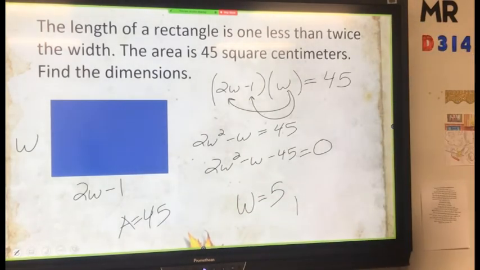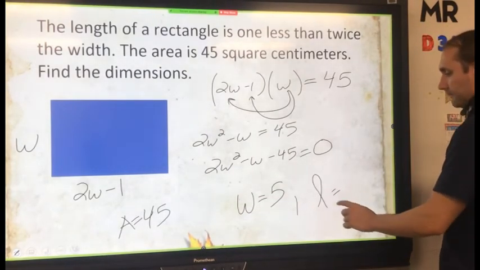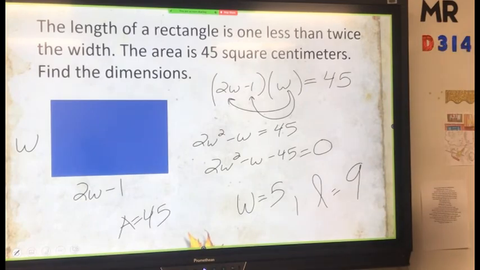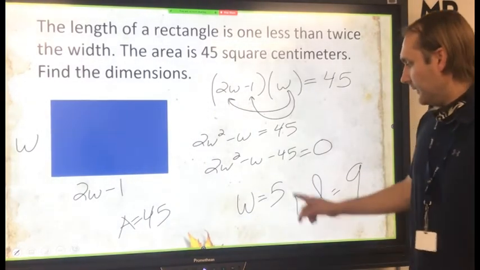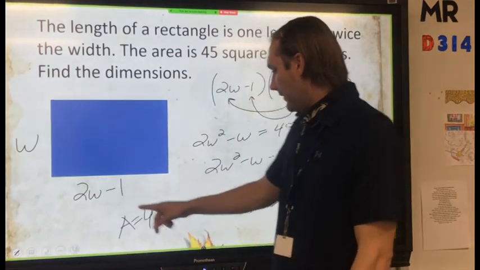Therefore, my length equals what? 9. How did you get 9? Because it's 2 times 5 minus 1. Plug it into here. 2 times 5 is 10, minus 1 is a 9.